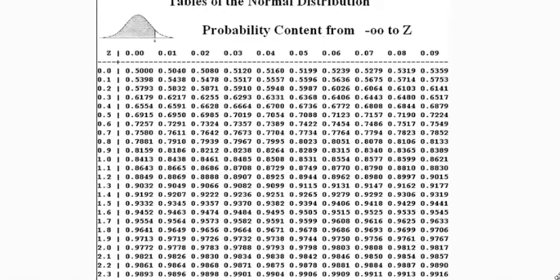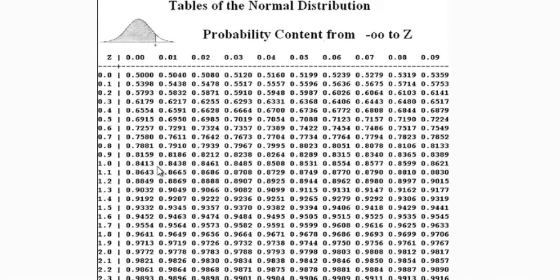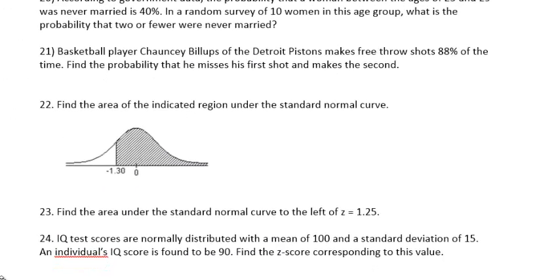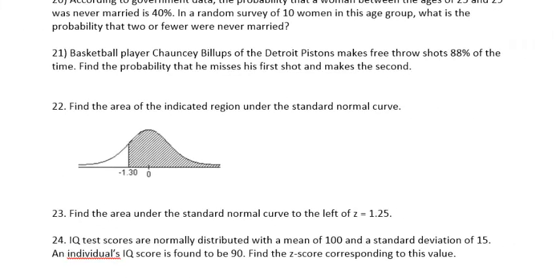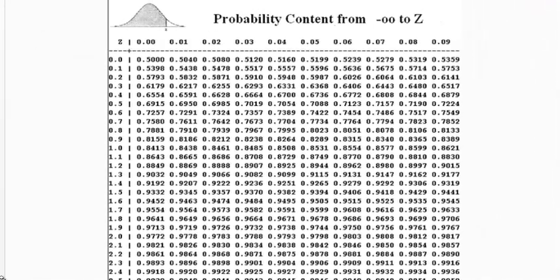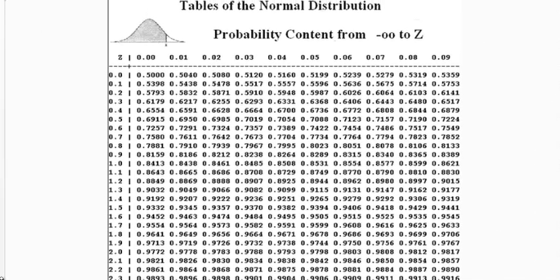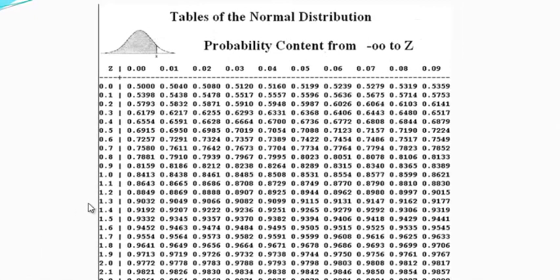So remember, the way this chart works is something like this: 0.00, 0.01, 0.02, 0.03, then 0.11, 0.12, 0.13, etc. So what do we want over here? We want the whole area under the standard normal curve all the way to 1.30. So 1.30 is right here, and in this chart it looks like 0.9032.